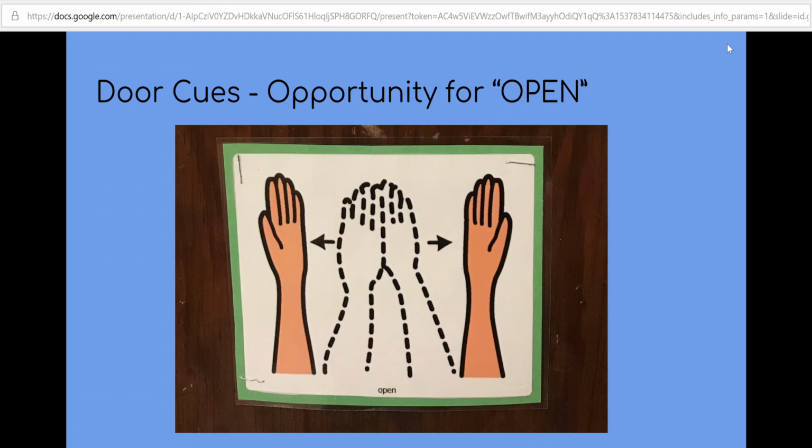So I have here the open visual. This is at their eyesight level, so they can easily point to it, reach for it, look at it, and touch it as a way to request.